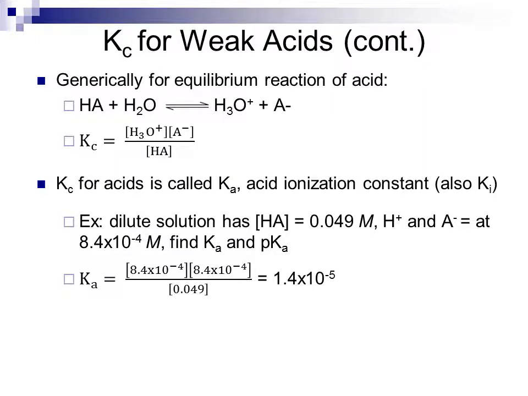The Ka value will represent 8.4 times 10 to the negative 4 for the H3O+ concentration and 8.4 times 10 to the negative 4 for the A- concentration over the acid concentration of 0.049. This expression gives us a Ka value of 1.4 times 10 to the negative 5. Taking the negative log of that to find pKa gives us 4.85.